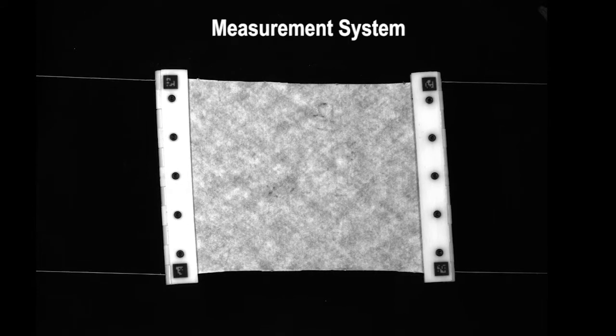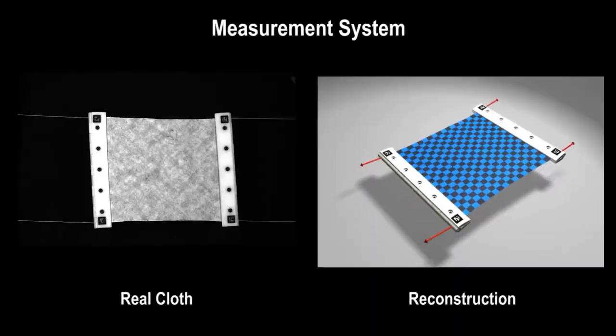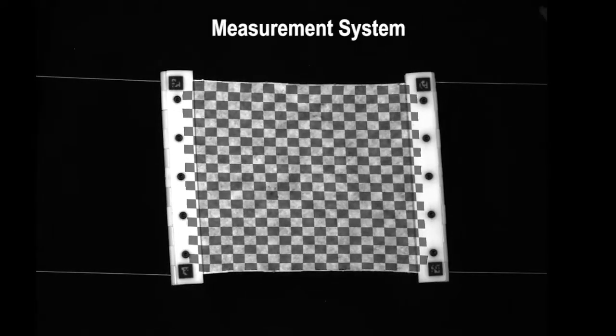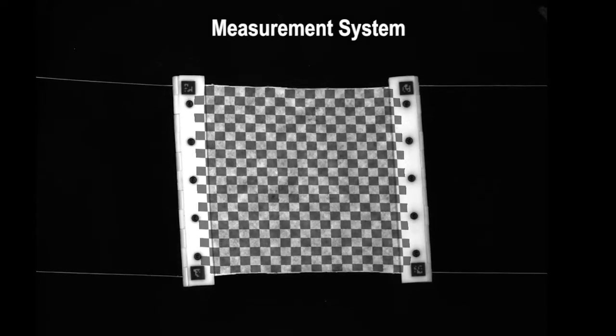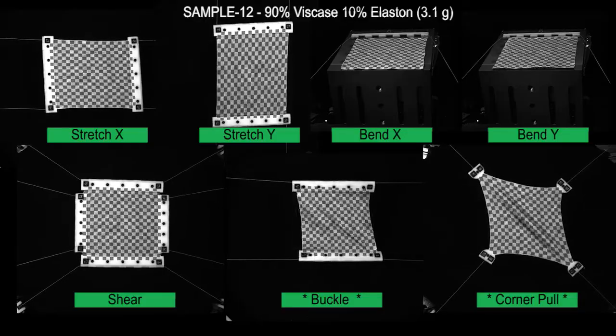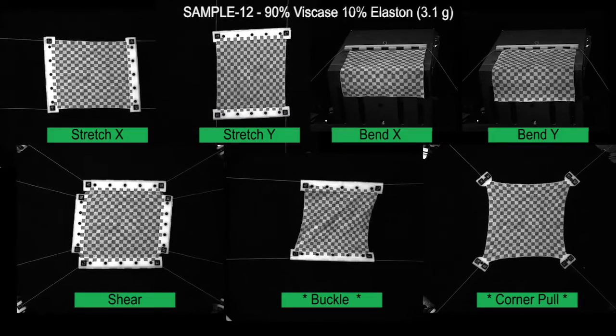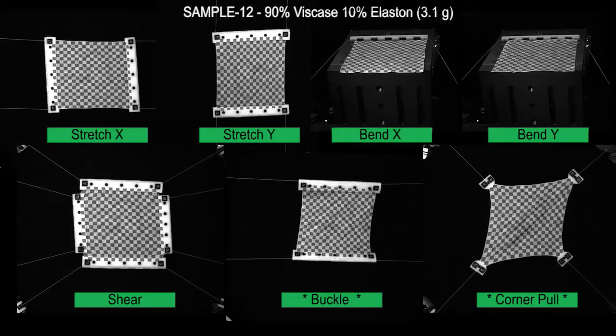Here is one camera view for a sample deformation and the resulting 3D reconstruction, including motion tracking. We can overlay the reconstructed mesh on the original video to see the accuracy of the motion capture. Using this approach, we captured 7 different deformations. The first 5 are used for model fitting, and the final 2 for validation.